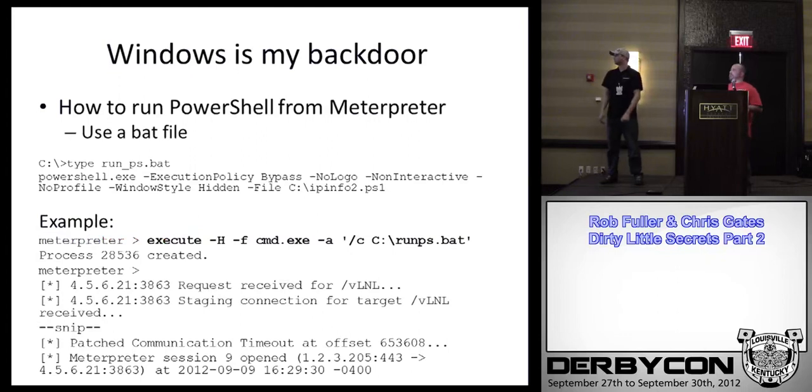The other way to run them, if you don't want to use Carlos's method, is just run it as a bat file. So within Meterpreter, you can just call a bat file and that will actually run just fine. Our bat file has our bypass, it has our script, run it that way and then you can get your shell. Useful?